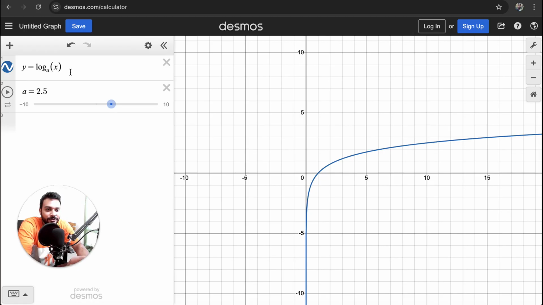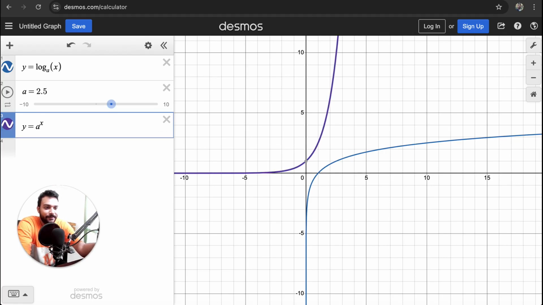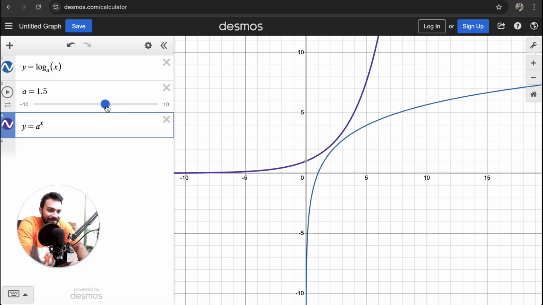Okay, so here's the thing. Log of x to the base a. Let me take an exponential function here. Y is equal to a raised to the power x. Okay. See, they are both mirror images. I've taken a, so it's deriving its value from the slider. That's why purposefully I took a. See, they're both mirror images. Let's vary the a. Both graphs will vary simultaneously.